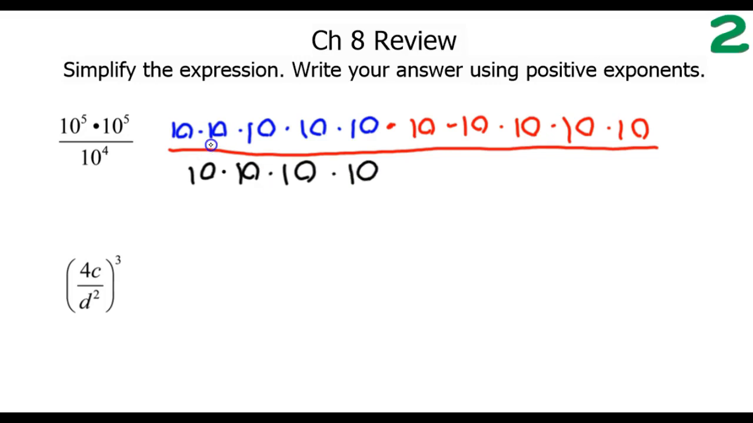So now that we have a division problem, what I can do is I can subtract some of these tens. So 10 and 10 is gone, 10 and 10 is gone, there too. Then I can just count up what I have left. I have 1, 2, 3, 4, 5, 6 tens. So 10 to the 6th power is our answer.